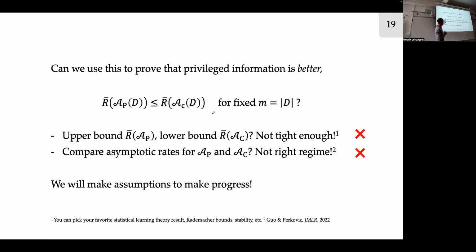And so generally speaking, I haven't been able to find an upper bound on the error of a privileged learner and a lower bound on the error of a classical learner, which is tight enough to separate them for small samples. And of course, again, we can compare asymptotic rates, but it's not really the right regime that we're interested in.